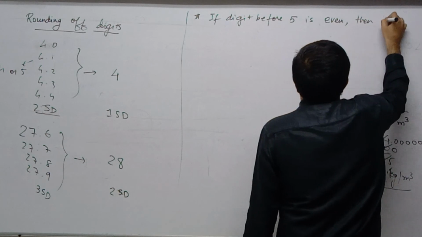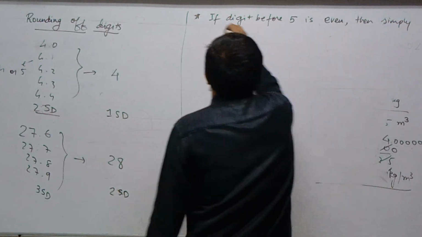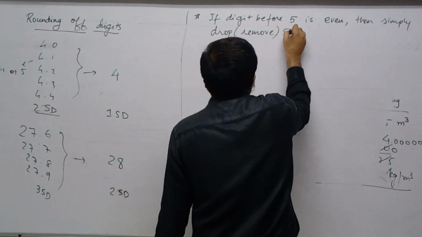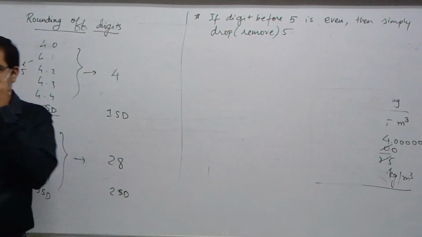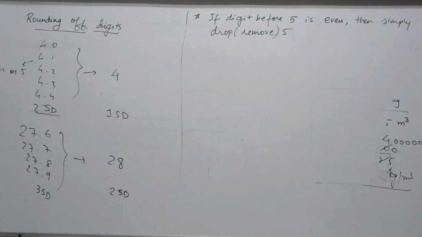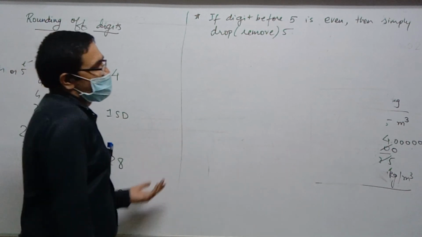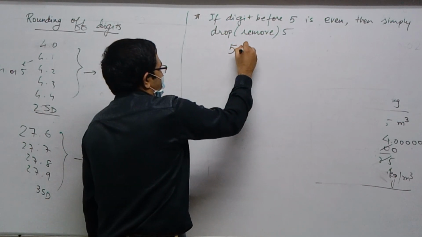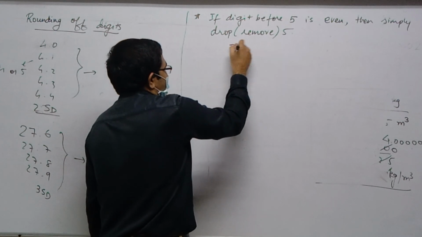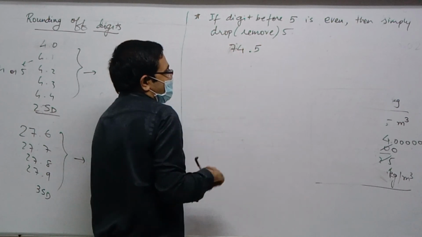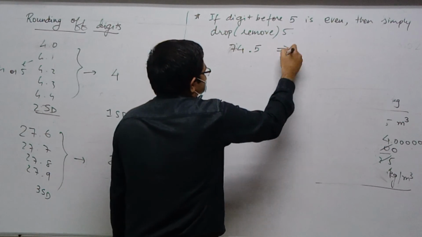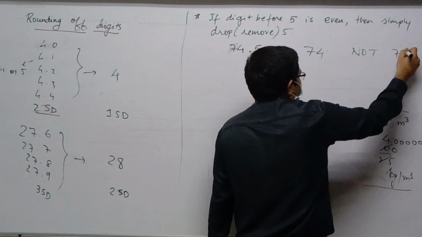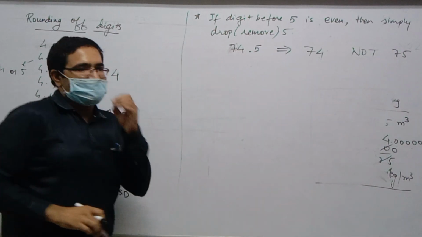then simply drop, meaning remove, 5. That is when you are rounding it off, if the digit before 5 is even, then simply remove 5. For example, let me write 74.5. If someone says round it off to 2 digits, it shall become 74, not 75. Is that clear? Yes. Is that clear or not?